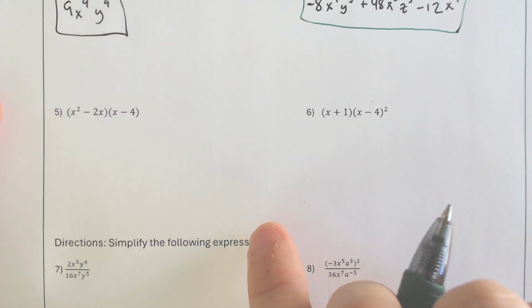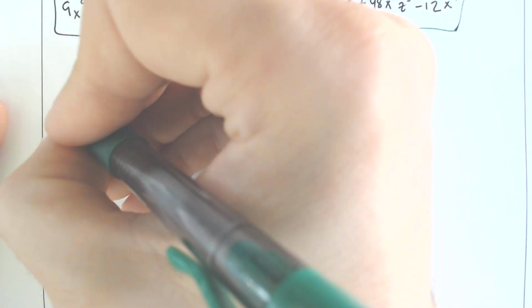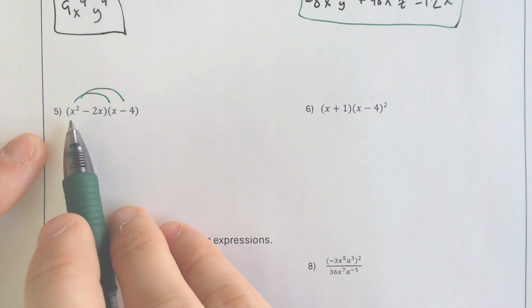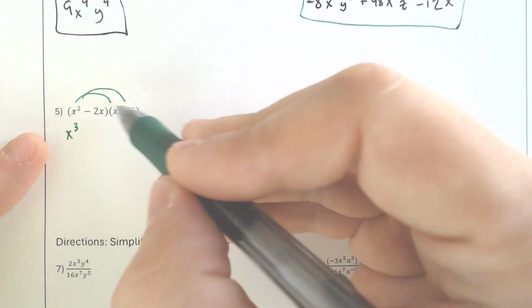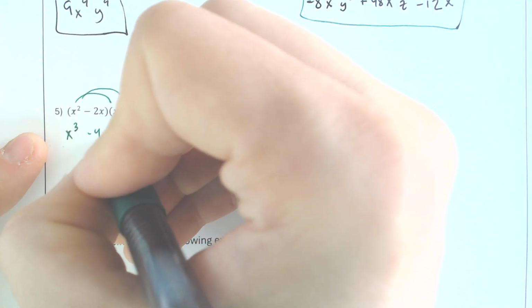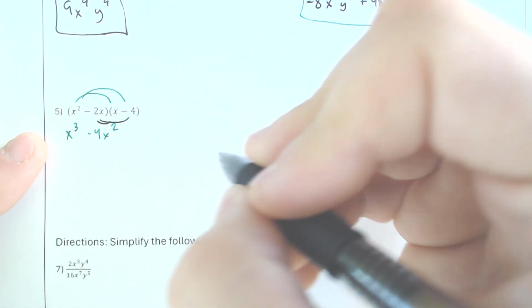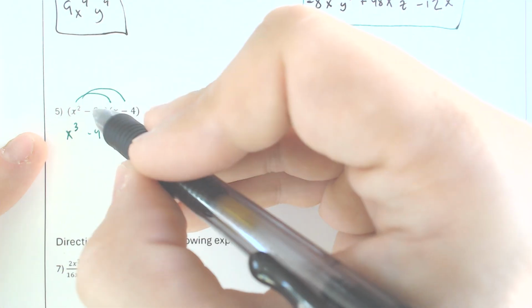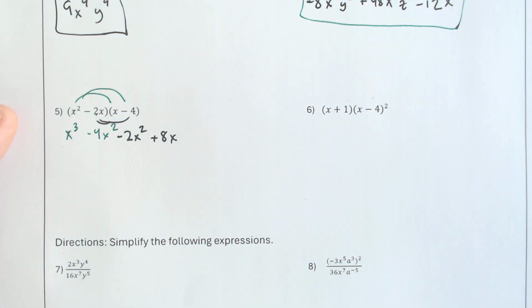All right. Next one, this one is going to be a foiling problem, but it's going to be a slightly more annoying foiling problem than you're familiar with, because we have an x squared. Well, x squared times x is x to the third, and x squared times negative 4 is negative 4x squared. And then we can do the negative 2x times both. Negative 2x times x is negative 2x squared, and negative 2x times negative 4 is positive 8x.